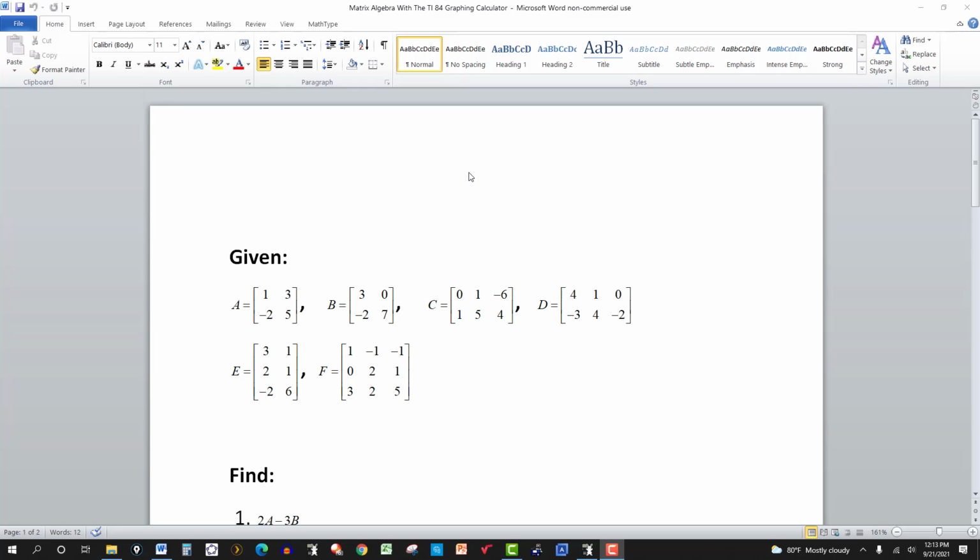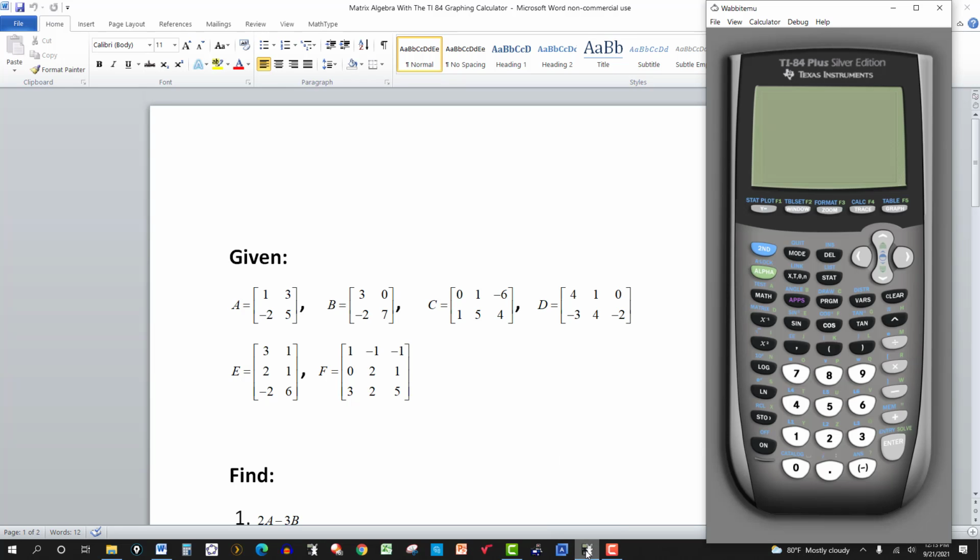In this video, we're going to do some matrix algebra on the TI-84 Plus Silver Edition. And of course, this one's a virtual calculator. I'd assume that you know the basic concepts of matrices.